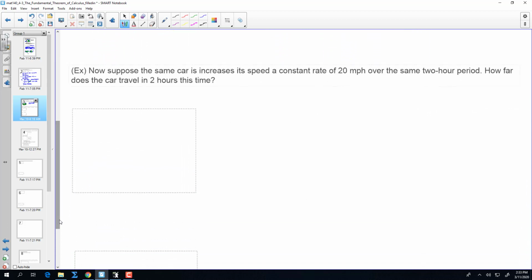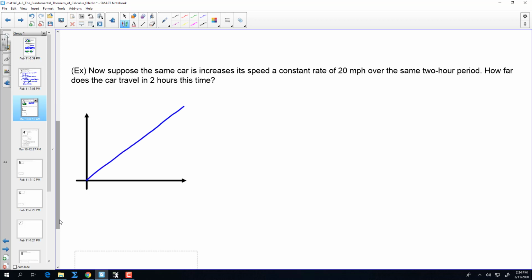Suppose we have the same car, but it increases its speed at a constant rate of 20 miles per hour over the same 2-hour period. Now we want to know how far the car travels in 2 hours during this time period. Right? Well, so the car is increasing its speed at a constant rate of 20 miles per hour. I probably should have said that this starts from rest. Okay, but I meant for it to. The car starts from rest, and it increases its speed at a constant rate of 20 miles per hour.